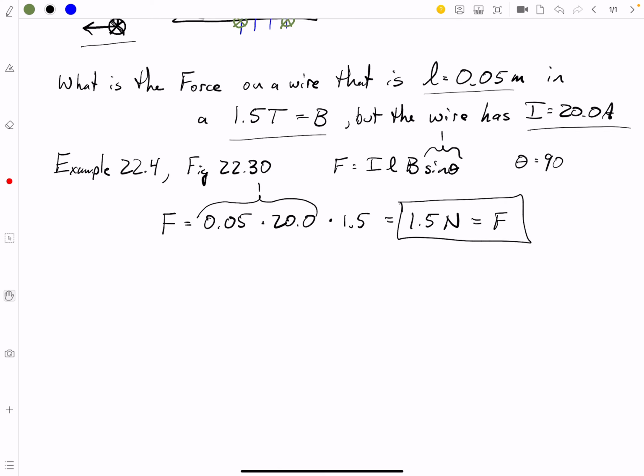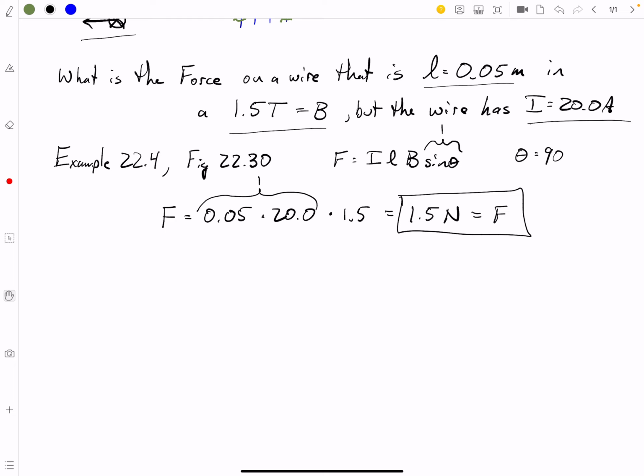Okay, so we're going to stop here with this video. We're going to look next at torque on a current loop and motors. So we're solid for now.